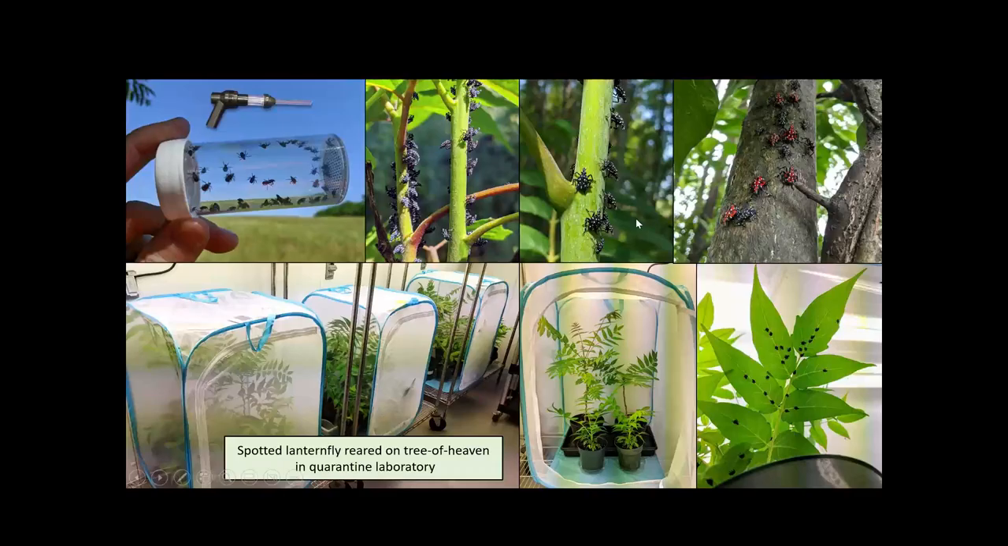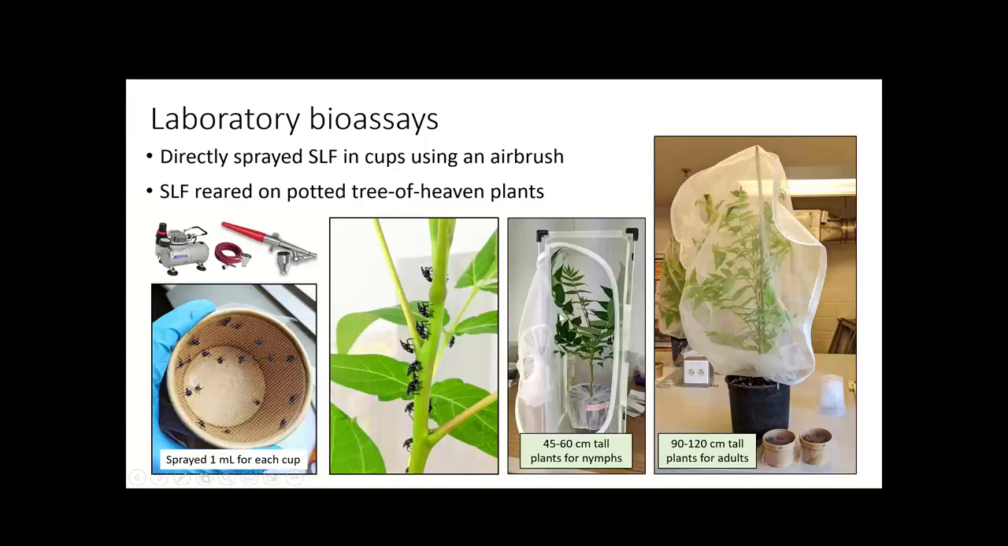Okay, so summer of 2020, I'd go out with a little vacuum gun. I'd collect hundreds, thousands of these little guys, hand collect adults, bring them back to a quarantine lab at Cornell University, and they're reared on these potted Tree of Heaven plants, right? Lots of fun. And spray them with an airbrush in these cups, move them over to these plants, let them feed on their preferred host plant, Tree of Heaven, and we monitor survival for 2 weeks.